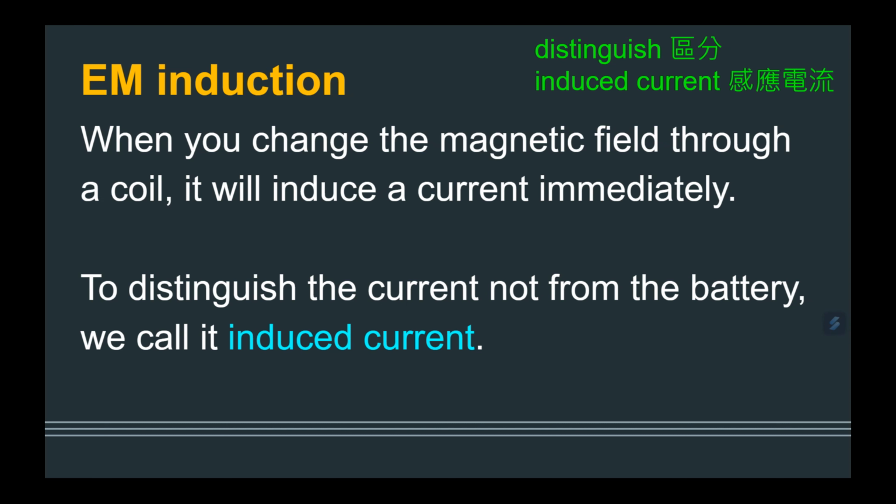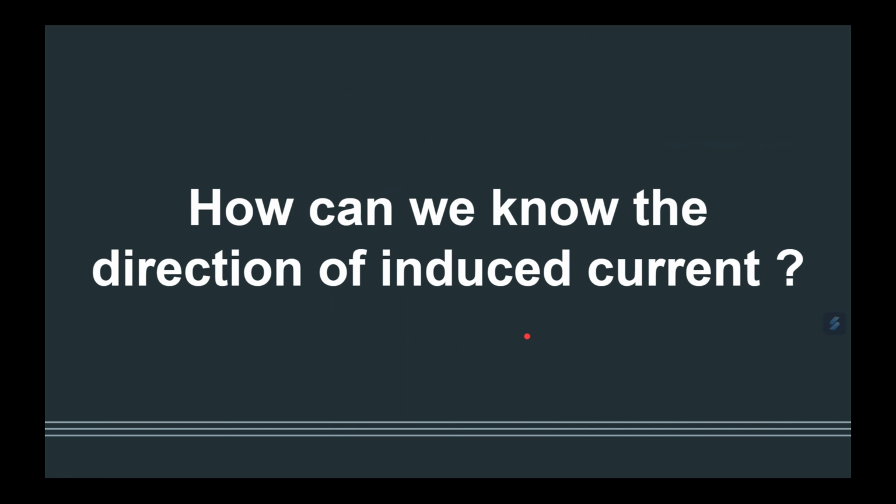So here comes another question. How can we know the direction of the induced current? In the magnetic effect of electric current, when Ørsted found this phenomenon, Ampère showed a method to decide the direction of the magnetic field. We call it the right-hand rule.